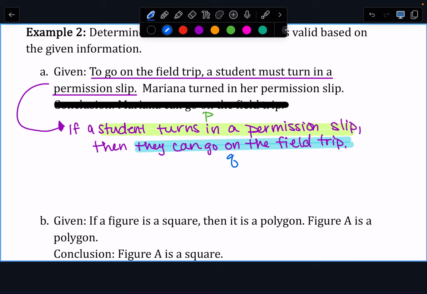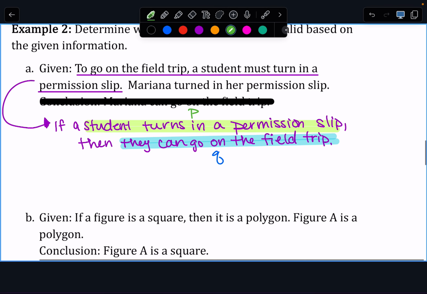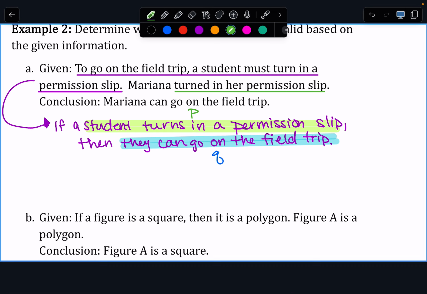That is specifically P or Q? P. So we have something specific about P. So P implies Q, P is true. So if Mariana turned in her permission slip, what does that mean? Okay, so this is a valid conclusion. See how that works?